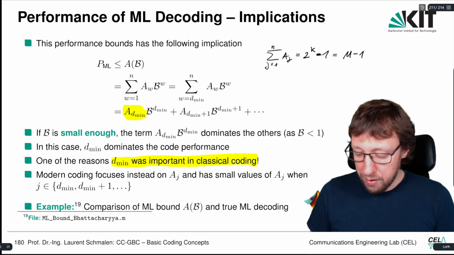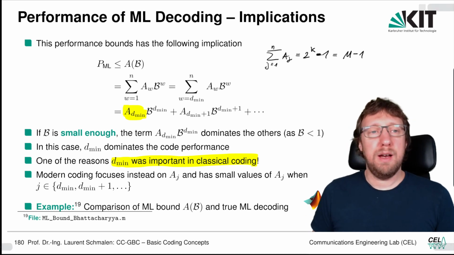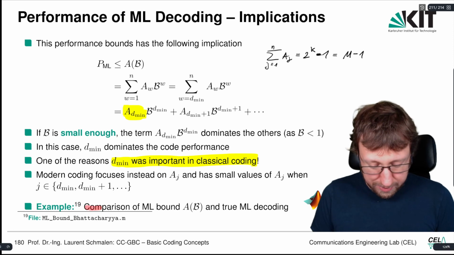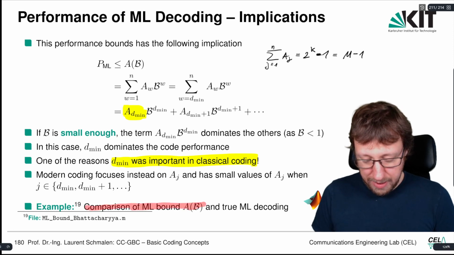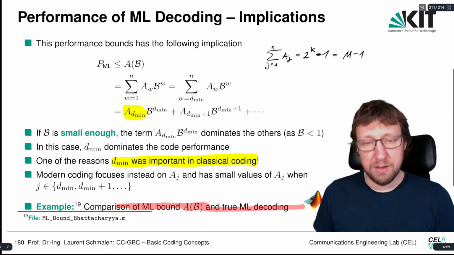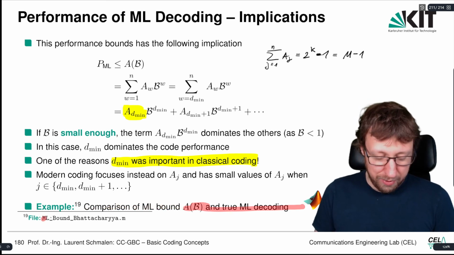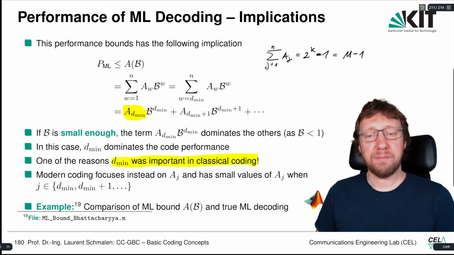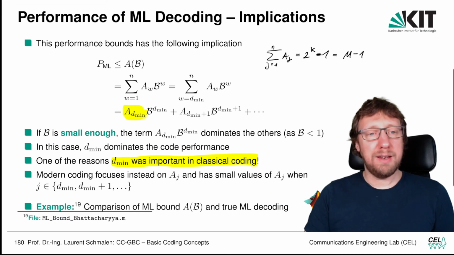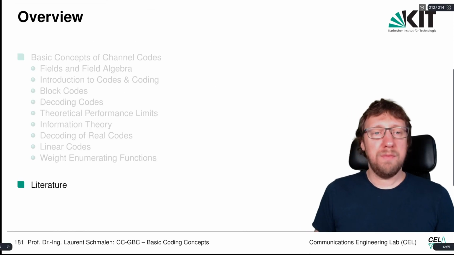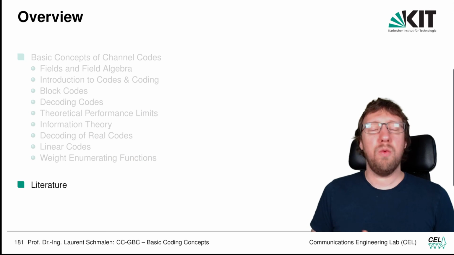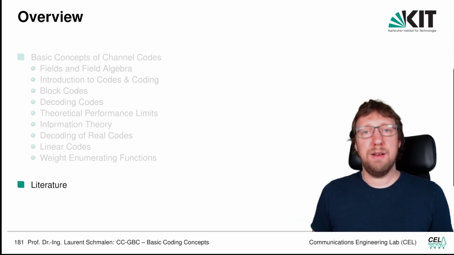So if you like to play around a little bit with this bound, you can take a look at maximum likelihood decoding and this bound in a small MATLAB script that you find on the GitHub server. So with this, we are at the end of the second chapter, and in the next chapter, we're going to take a look at low-density parity check codes.